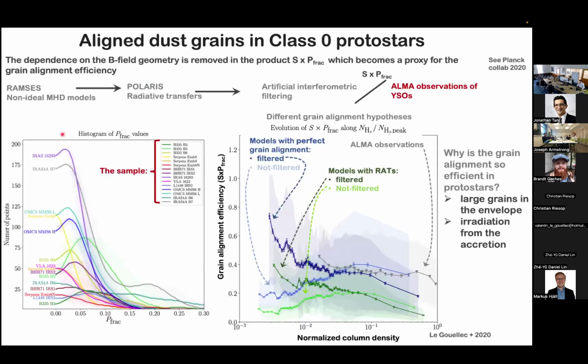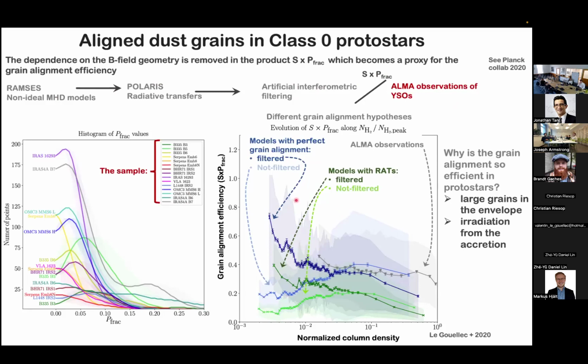Okay, one thing that we did, so I just showed that we compared models with observation of ALMA. Well, this is detailed actually here to study the grain alignment efficiency in cores and compare that to ALMA. We take MHD models, here in this case, Ramses. We post-process them with a polarization radiative transfer. We filter the model with artificial interferometric filtering, and then we compare with ALMA. We compare the grain alignment efficiency with ALMA data.